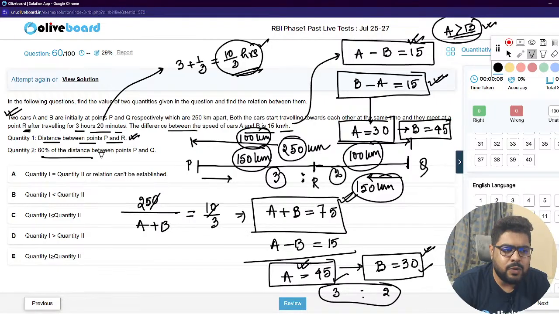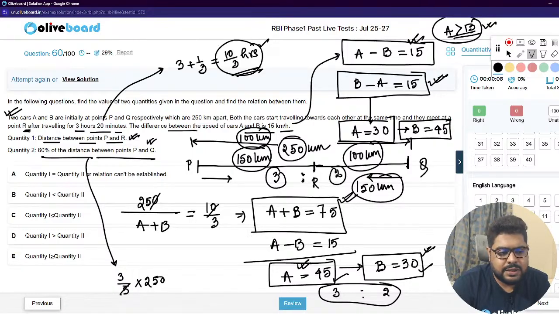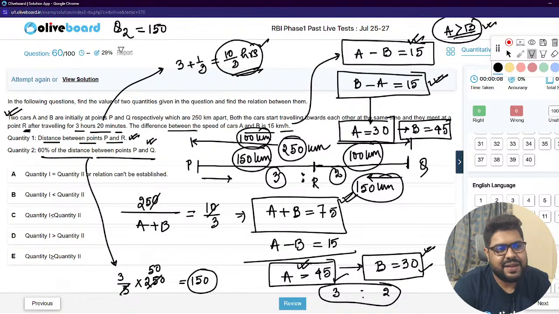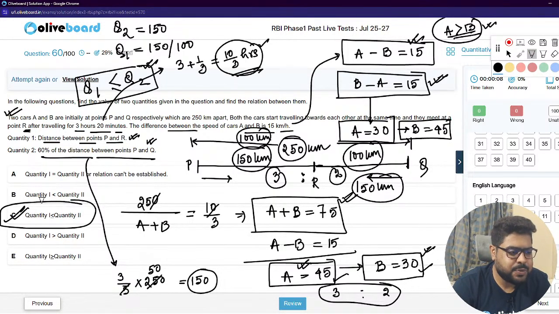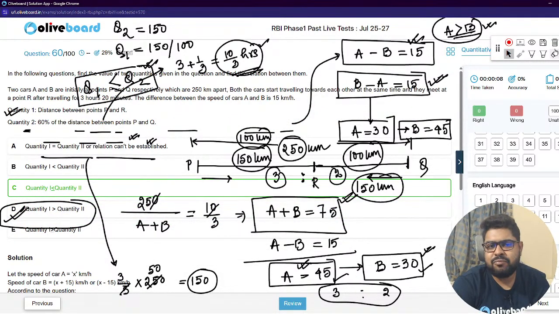And quantity 2 is 60% of PQ. PQ is 250, so 60% will be 3/5 of 250, which is 150 always. So to summarize, Q2 is always 150. Q1 is sometimes 150, sometimes 100. So Q1 is either equal to Q2 or less than Q2. That means the answer is Q1 is less than or equal to Q2. That is option C, your correct answer. Is it clear?